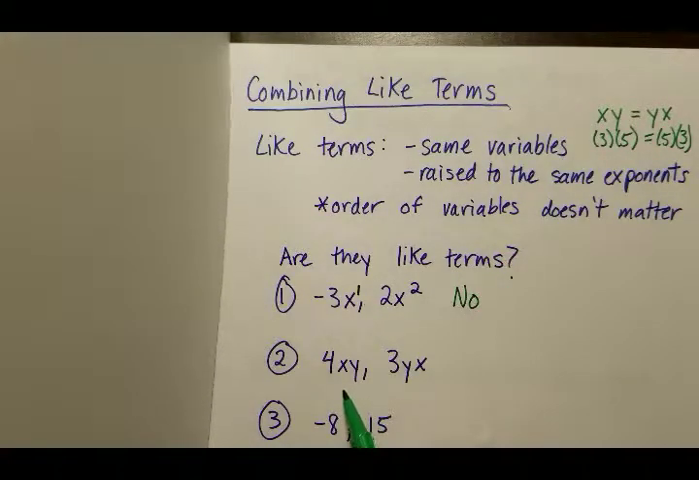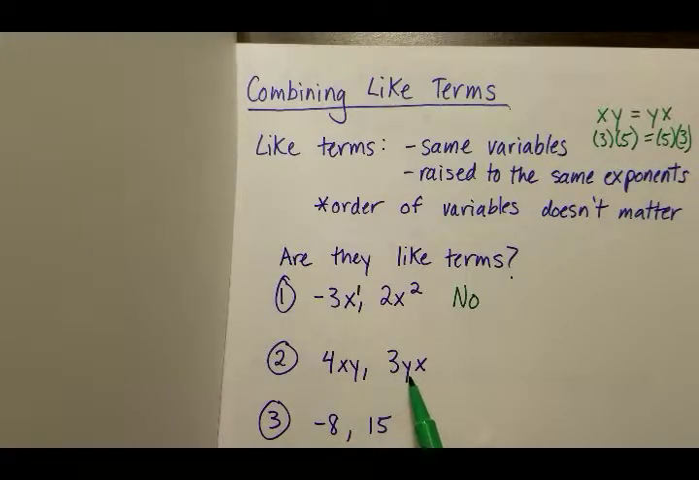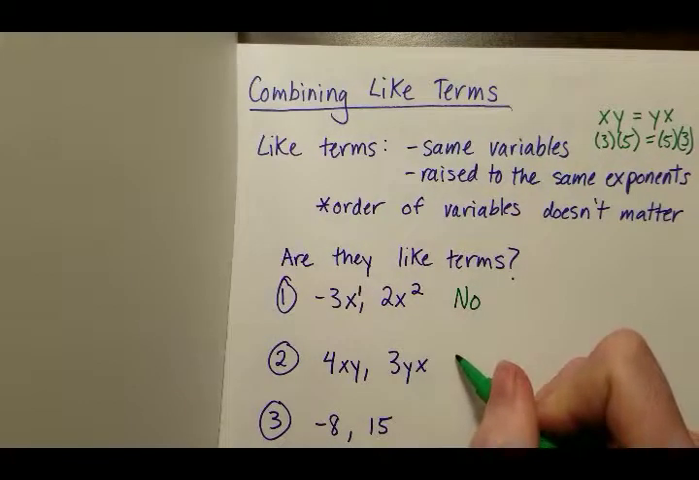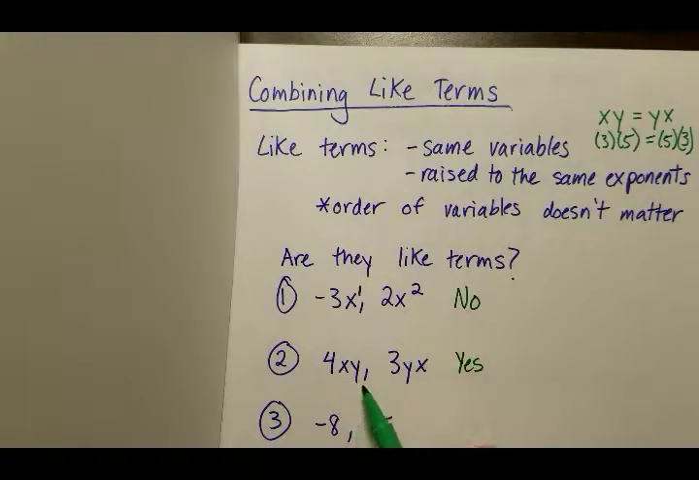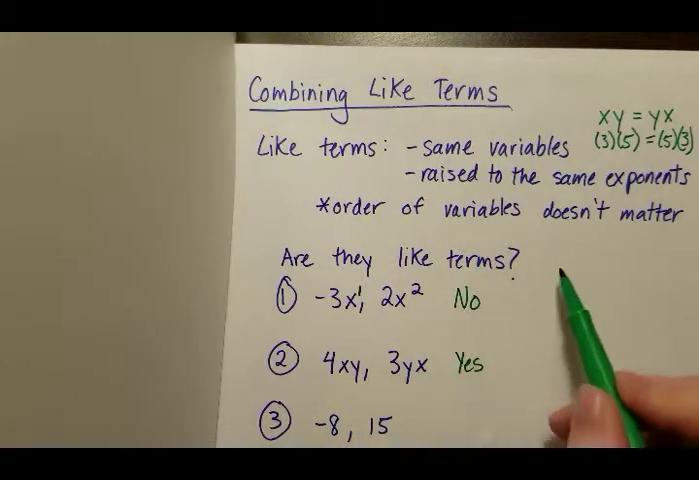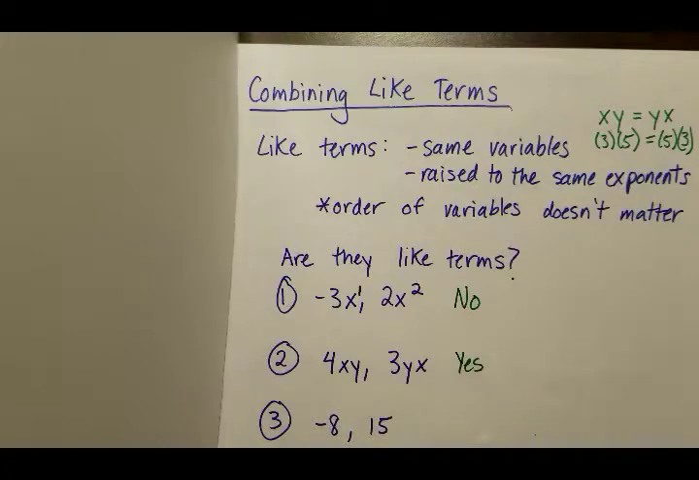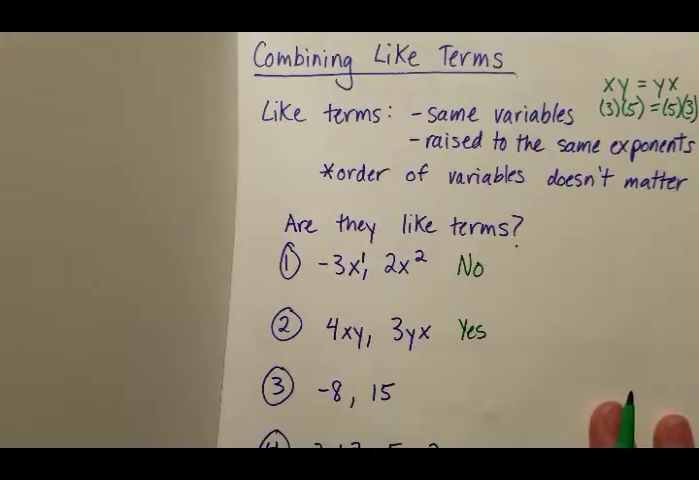All right, for number 2, we have 4xy and 3yx. Do we have the same variables? We have an x in both of them. We have a y in both of them. And are those variables raised to the same exponents? Yeah, they are. So yes, these are like terms. And it doesn't matter, again, that one is xy and the other is yx, because the order of the variables doesn't matter.